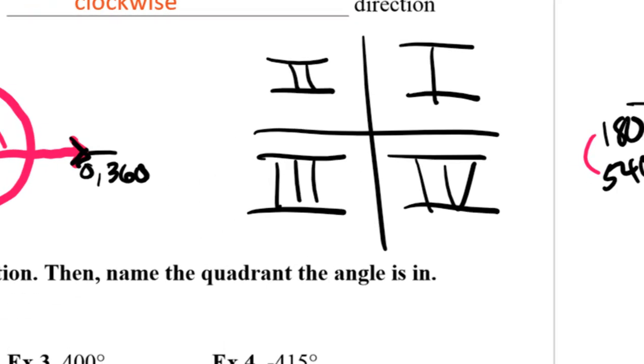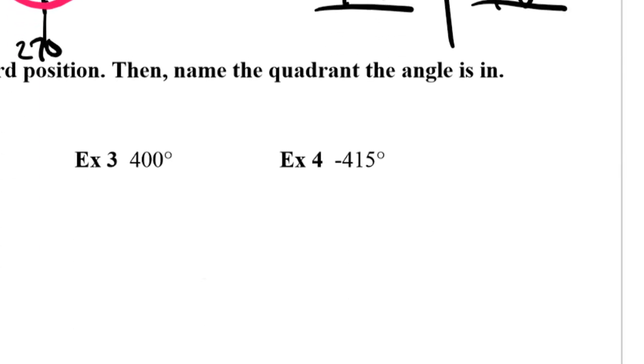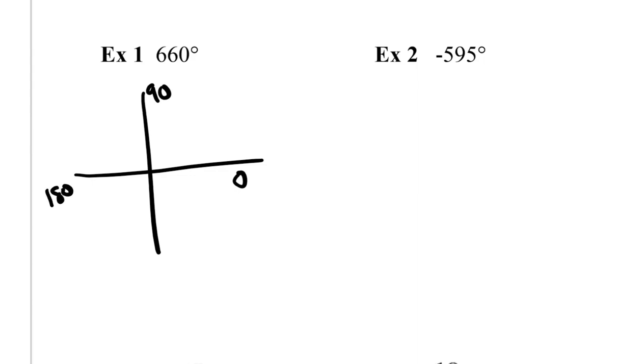Now we're going to draw an angle in standard position, and then name the quadrant that angle is located in. Let's take a look at these first two examples. We'll do these two together, then you'll pause the video and do the last two on your own. So 660. Notice this angle is positive. So we're always going to start here at 0, and then go around. 90 would be at the top of the y-axis. Over here is 180 degrees, and then you have 270 degrees. Then we're back at 360.